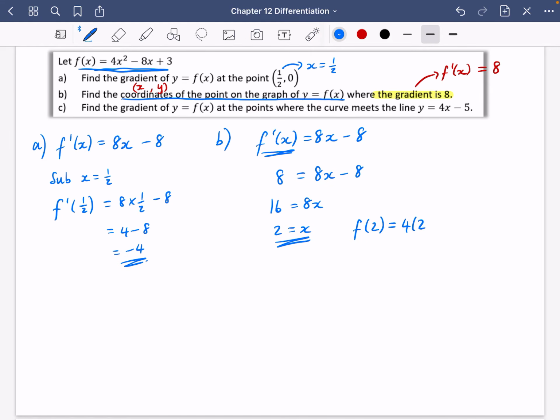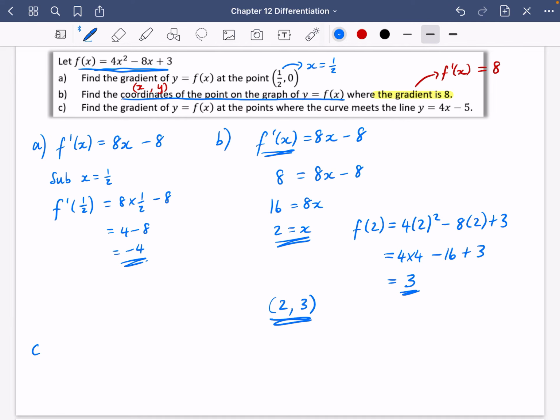So I'm going to do 4 times 2 squared minus 8 times 2 plus 3. And you can use a calculator if you want to, but that's just going to be 4 times 4 minus 8 times 2, which is 16, plus 3. Well, this beginning bit is 16 minus 16 plus 3, so we get 3 here. So the x coordinate is 2, and the y coordinate is 3. So that is the coordinate where the gradient is 8.